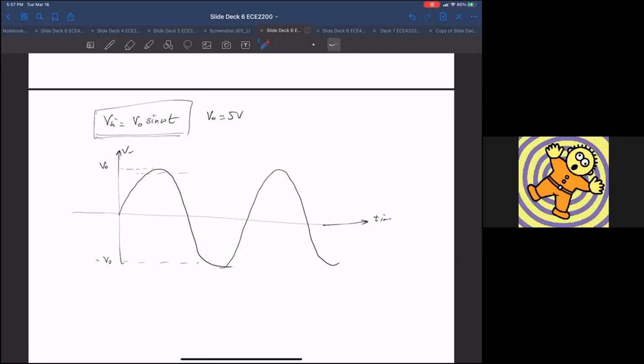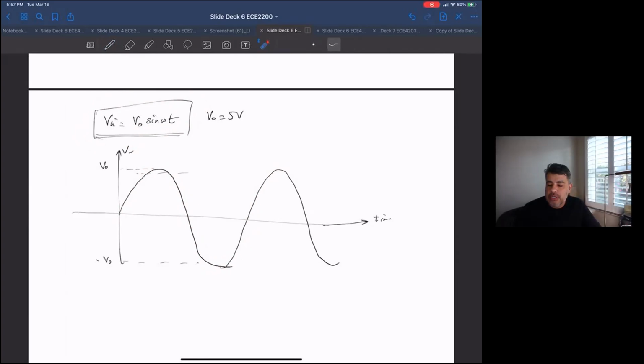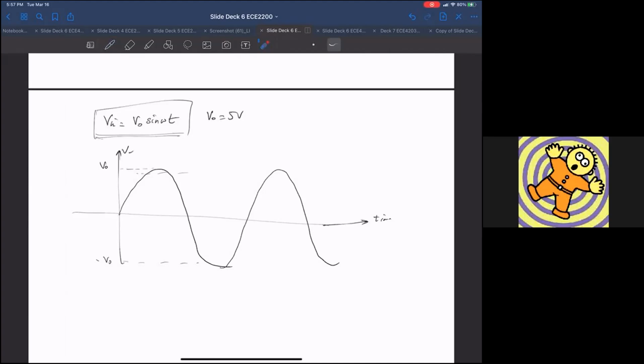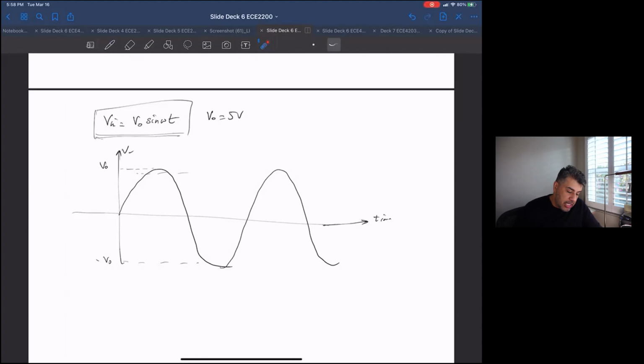Professor? Yeah. Is it V0 cosine? Is that sine? Or is it just me? I'm sorry? Is it cosine of that sine? Oh, it might be cosine. Yeah, maybe I'm writing it wrong.